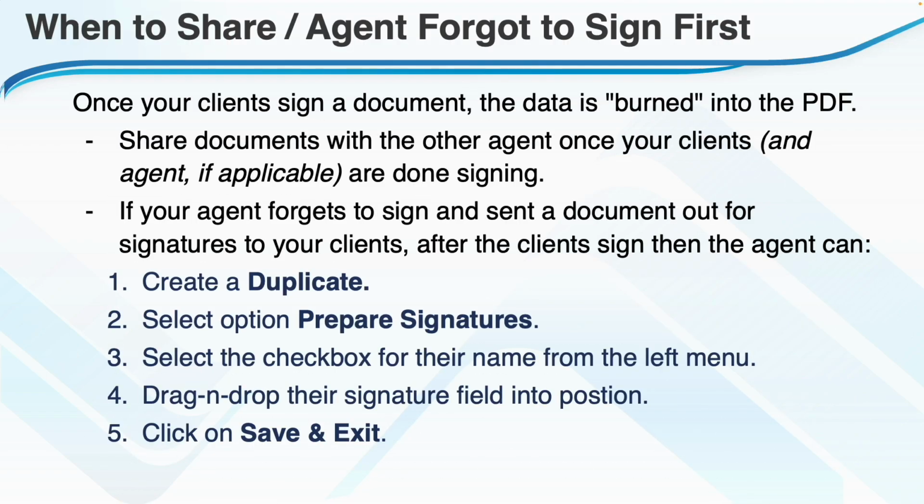When to share. Once your client signs a document, the data is burned into the PDF and you can no longer edit it. Share documents with the other agent once your client and the agent, if applicable, are done signing. If your agent forgets to sign a document they sent out for signatures to their clients, after the clients sign, the agent can create a duplicate, go to prepare signatures, select the checkbox for the name in the upper left menu, drag and drop their signature field into position and the date if necessary, and then click Save and Exit.